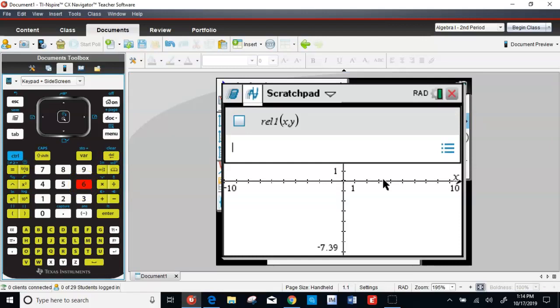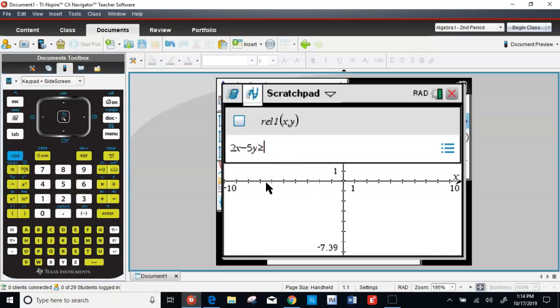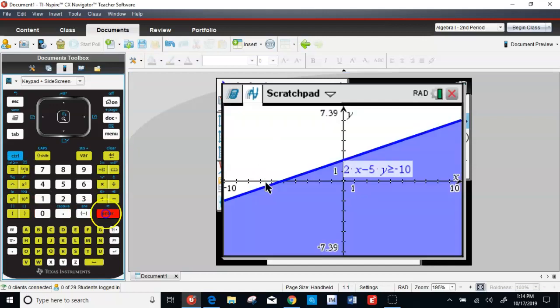Now let me get my exact right column out. 2x minus 5y is greater than or equal to negative 10. Then press enter, and you should get that graph. I got it. 2 times x minus 5 times y. Yes, because that's what 2x means, 2 times x. You don't say 2 times, you just say 2x and it means 2 times x.